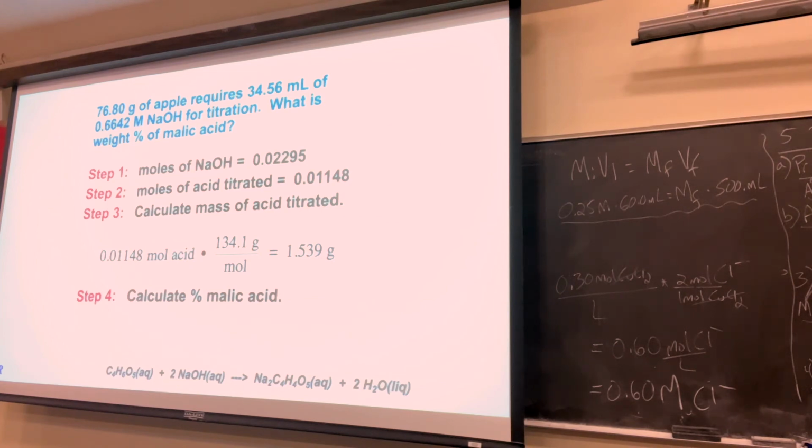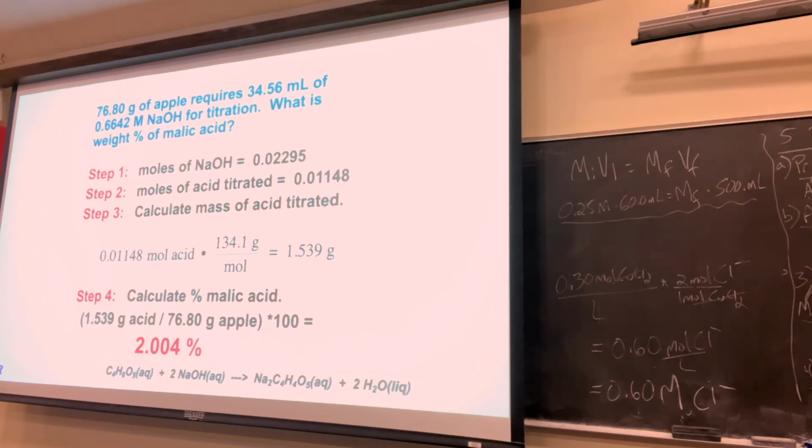So in the apple, there was 1.539 grams of the pure malic acid. We put 76.80 grams of apple in. So to find the percent of malic acid, you'll take the grams of the pure acid divided by the grams of the whole sample, 76.80, multiplied by 100%. 2.004% of this apple is malic acid.